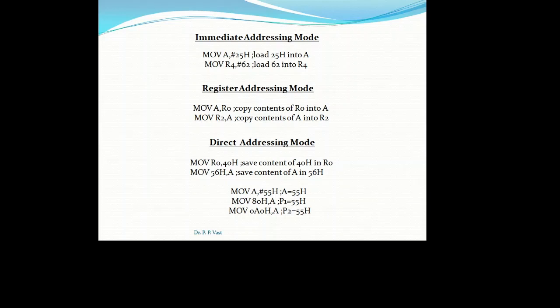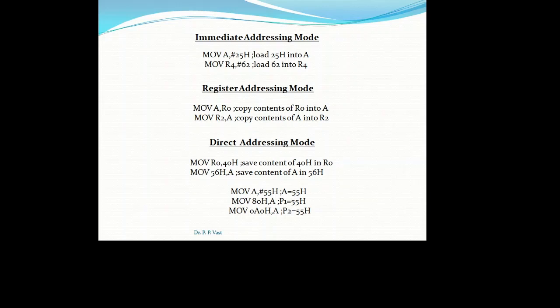The third one is the direct addressing mode. If we compare the immediate addressing mode and the direct addressing mode, you will find that the instructions are quite similar, but the main difference is that the hash is not there. The first instruction is MOV R0, 40H. Since the hash is not there, that is not immediate data. So here 40H is actually the memory address.